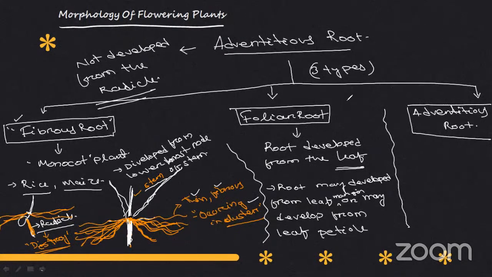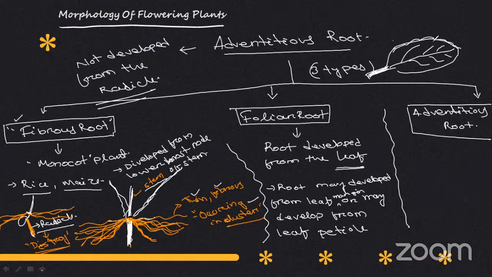Suppose one of the examples for this foliar root. Let me show you one of the example structures of the leaf. Let's see the structure of the leaf. Suppose this is the leaf. Then what are the different parts of the leaf?